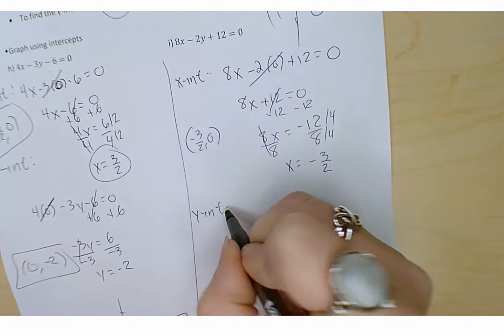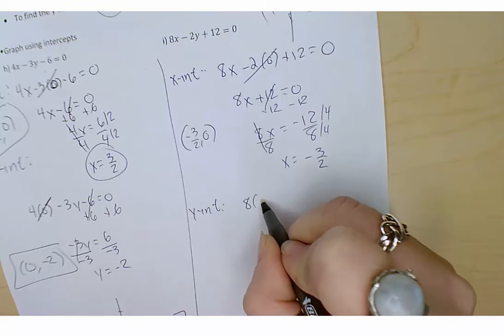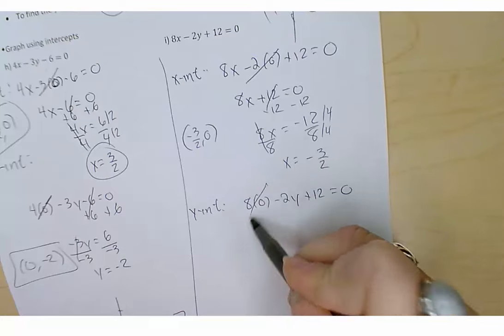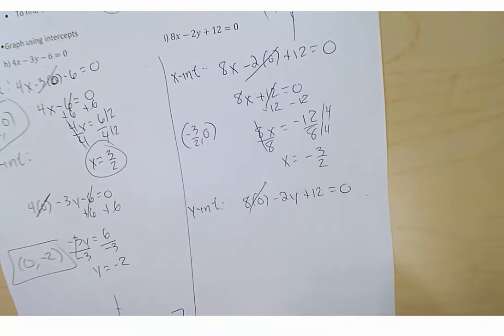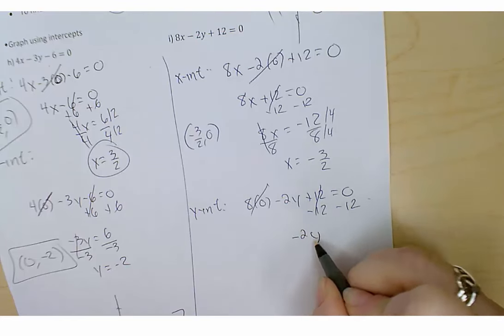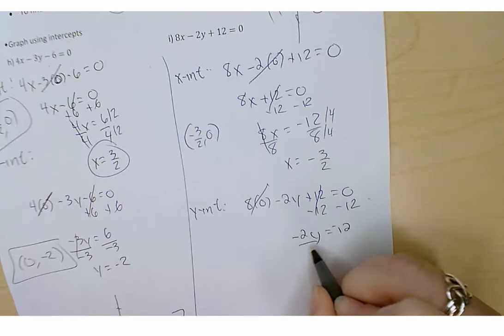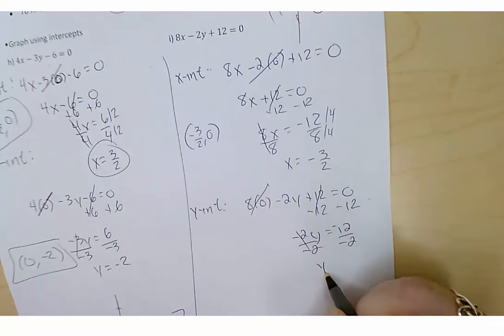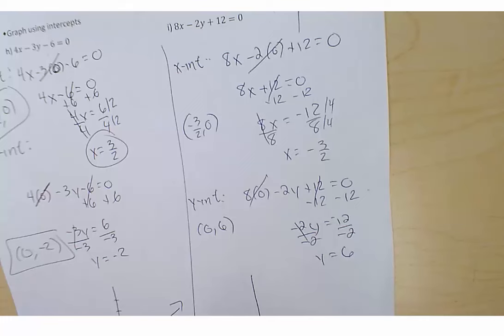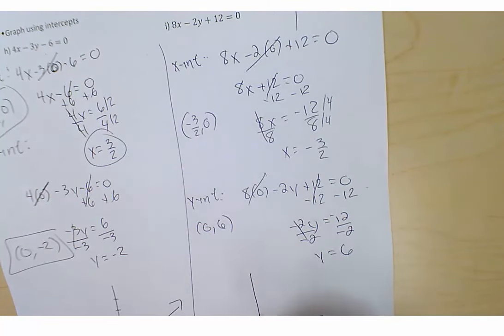When we find the y-intercept, again, same equation, but now we are plugging in 0 for our x. That front term is going to disappear, so we're going to solve the remaining equation here. Subtract 12 on each side. Divide by the -2, and y is equal to 6. So my y-intercept there is (0, 6).